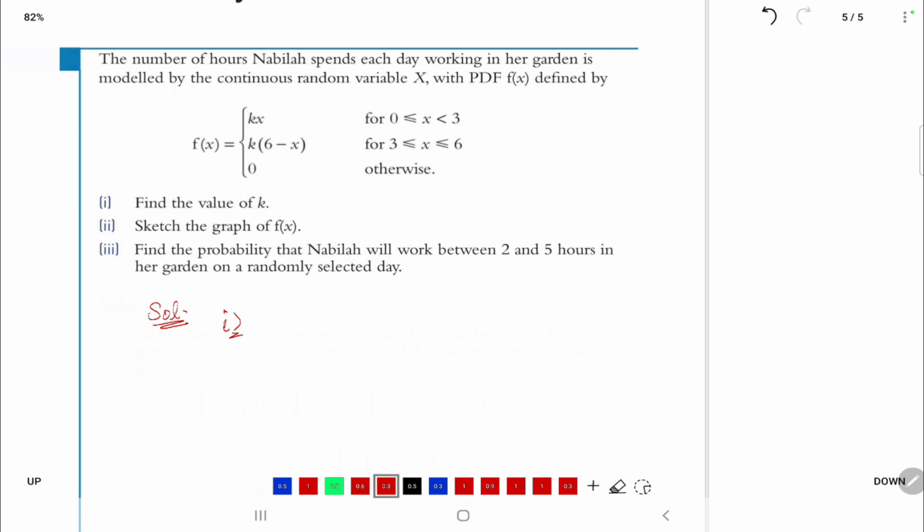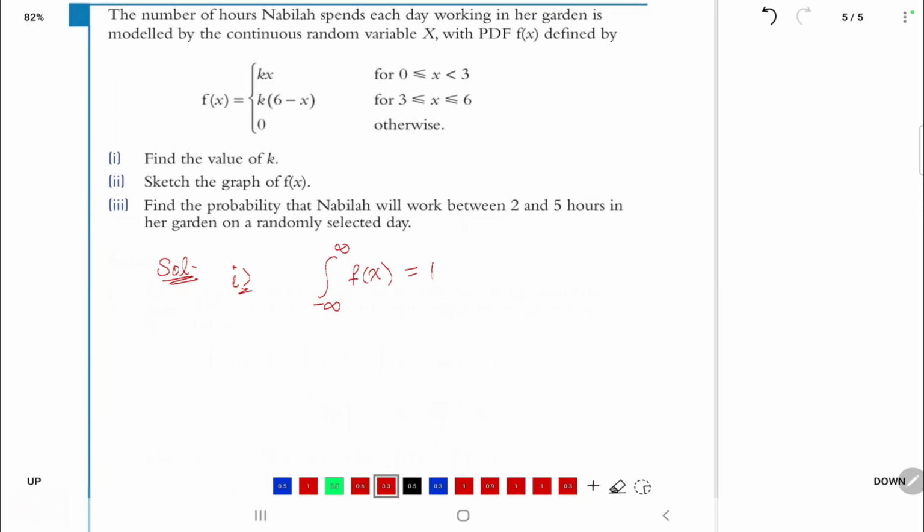The procedure to calculate k: we knew that the integral of the probability distribution function f of x must equal 1. So I'll integrate from minus infinity to infinity. Actually, only in this range and this range do we have values for the function. So instead of integrating from minus infinity to infinity, it will be only in these two ranges.